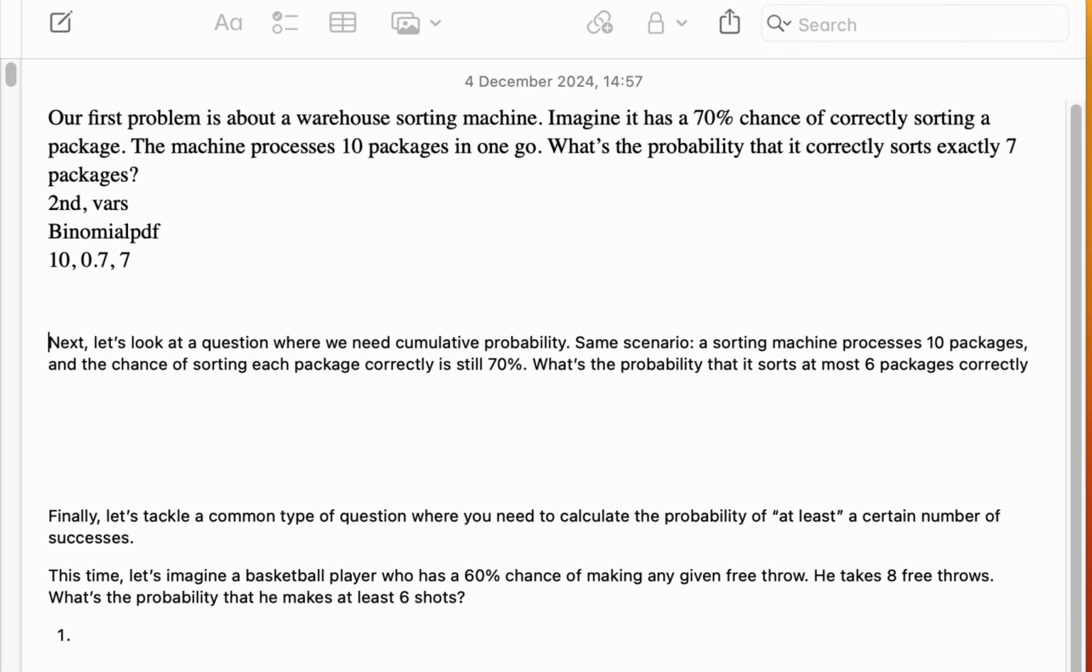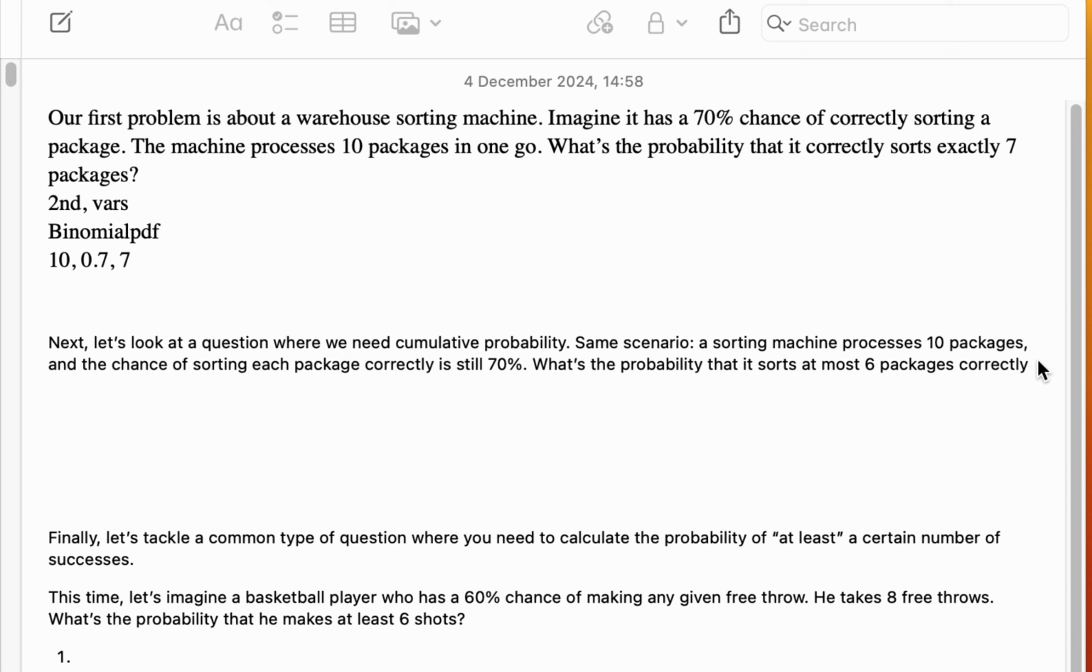Next, let's look at a question where we need cumulative probability. Same scenario. A sorting machine processes 10 packages and the chance of sorting each package correctly is still 70%. What's the probability that it sorts at most 6 packages correctly? At most 6 means 6 or fewer packages. That includes 0, 1, 2, 3, 4, 5, 6.